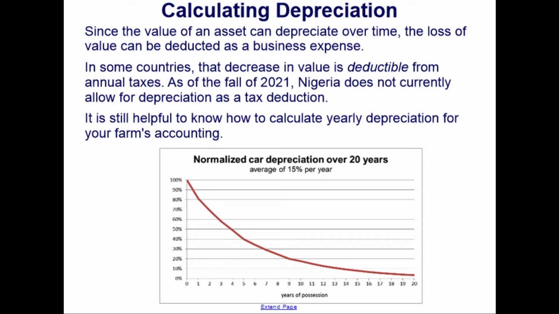Calculating depreciation. Since the value of an asset can depreciate over time, the loss of value can be deducted as a business expense. In some countries, that decrease in value is deductible from annual taxes. As of fall 2021, Nigeria does not currently allow for depreciation as a tax deduction. It is still helpful to know how to calculate yearly depreciation for your farm's accounting.